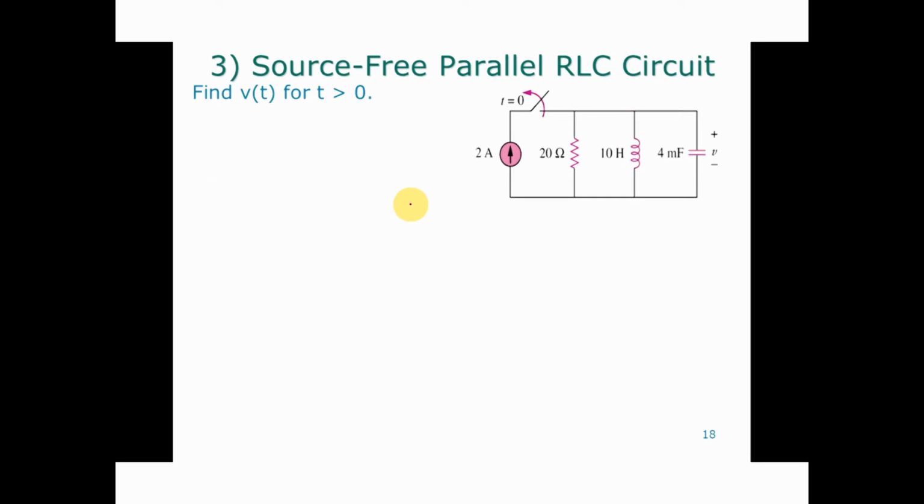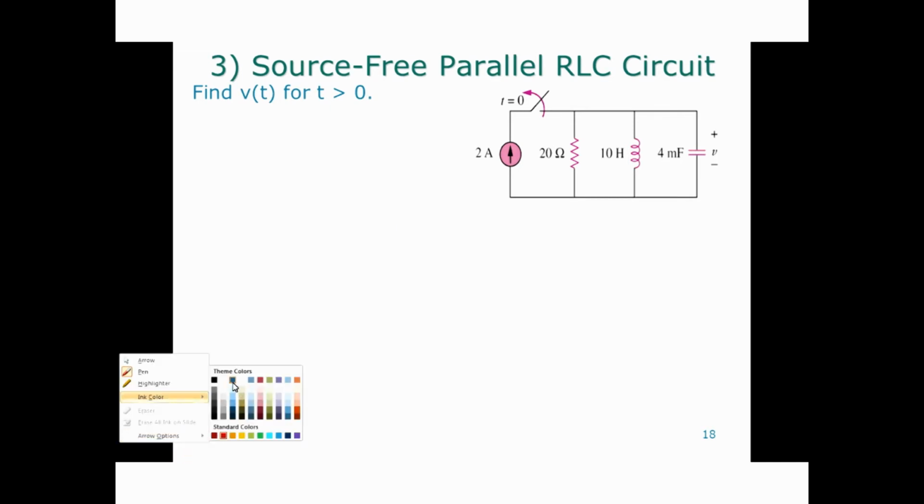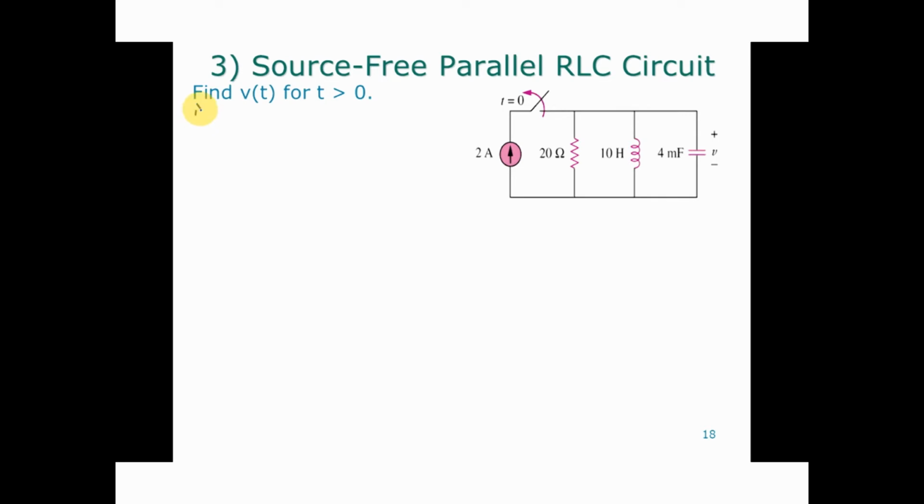So here we are, number 3. Let's try it again. And again, the first thing we're always going to do is to start off by finding alpha and omega zero. Okay, so alpha is, again, this is a parallel circuit, and you can tell it's a parallel circuit because of the way those components are arranged. And the switch is opening at time 0, meaning it's a natural response. It's a source-free response because we're removing the source at t equals 0.